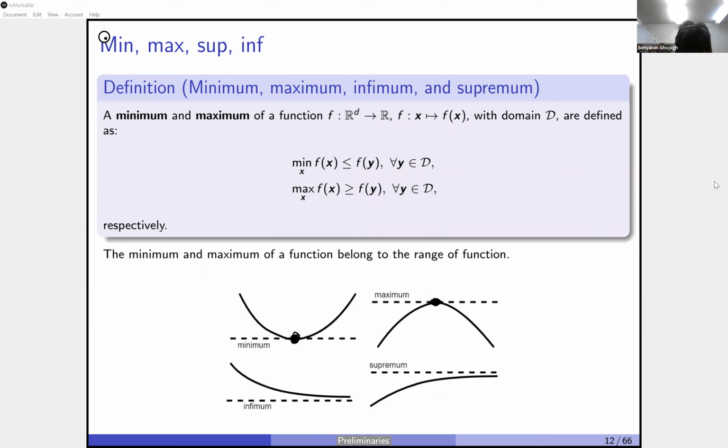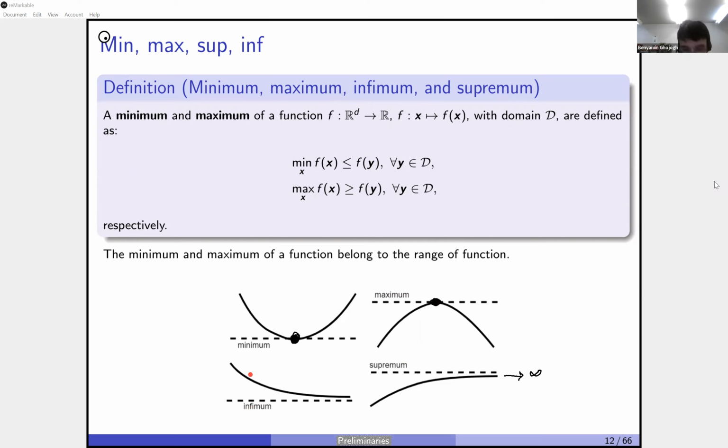This is supremum, where for this function, it goes to infinity, right? And in infinity, it converges to this line, but it never reaches that. So it never has a maximum because it never reaches this. We call this upper bound, the smallest upper bound on the function, supremum. Maximum is a special case of supremum. So this maximum is also supremum, but this supremum is not maximum because we never reach that.